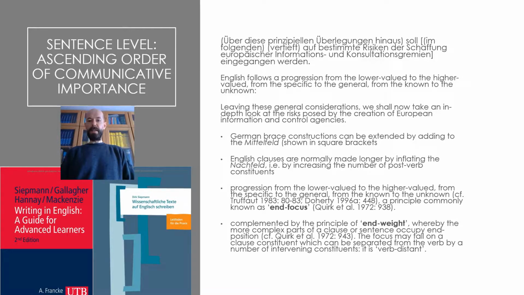And this is complemented by the principle of end weight, whereby the more complex parts of a clause or sentence occupy end position. It might be added that the focus may fall on a clause constituent which can be separated from the verb by a number of intervening constituents. So it may be verb distant. Typically then, in English, clause constituents are arranged in ascending order of communicative importance, with sequentially increasing prominence, if you like, so that idiomatic renderings of sentence 1 would run as follows.